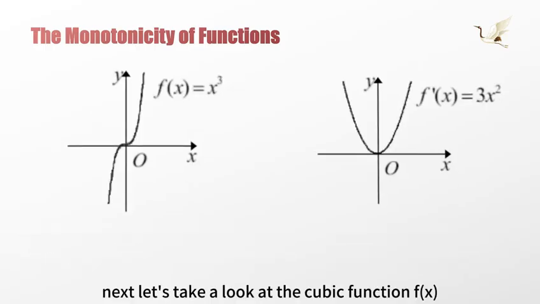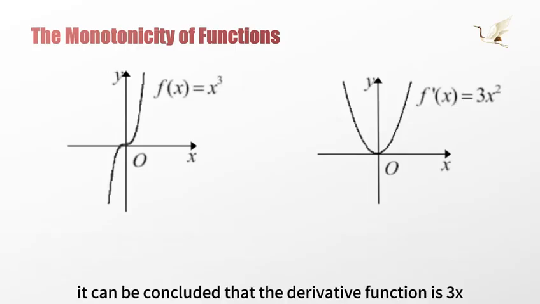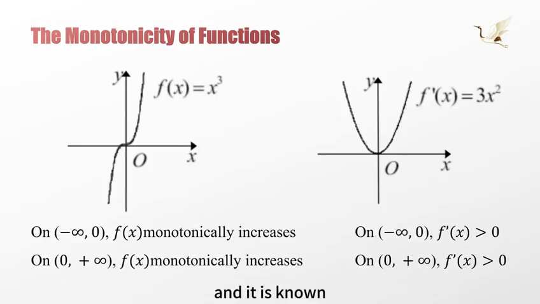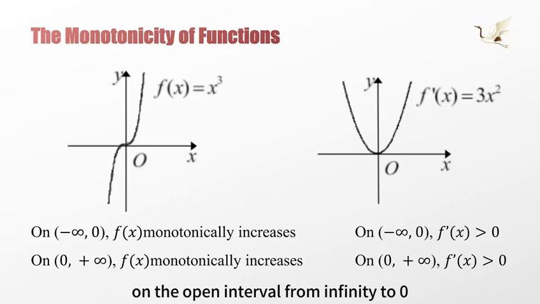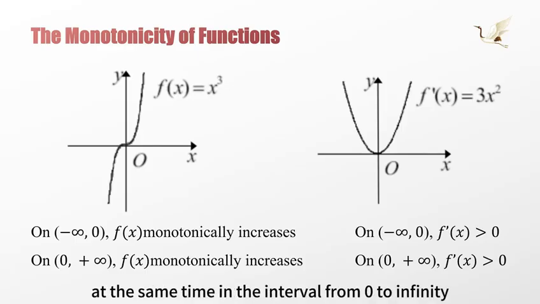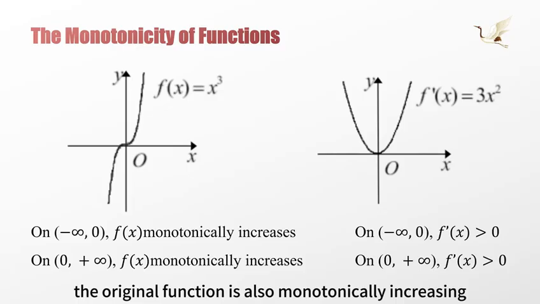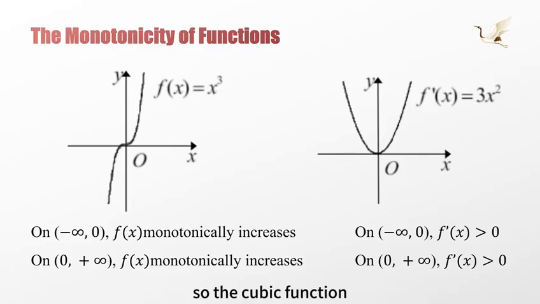Next, let's take a look at the cubic function f(x) = x³. By taking the derivative, it can be concluded that the derivative function is 3x². It is known that on the open interval from negative infinity to 0, the derivative is greater than 0. On this interval, the original function monotonically increases. At the same time, in the interval from 0 to positive infinity, the derivative is also greater than 0. And within that interval, the original function is also monotonically increasing. So the cubic function f(x) = x³ also satisfies our conjecture.